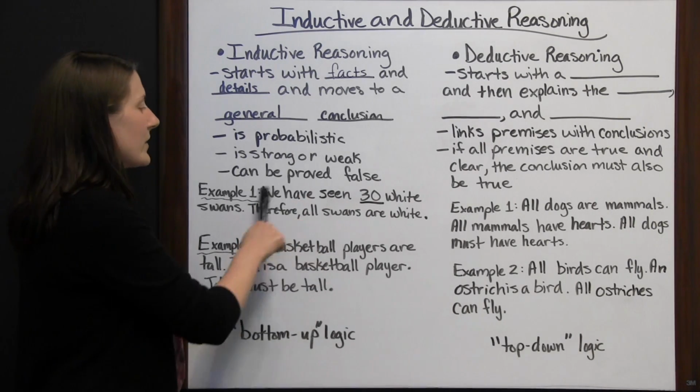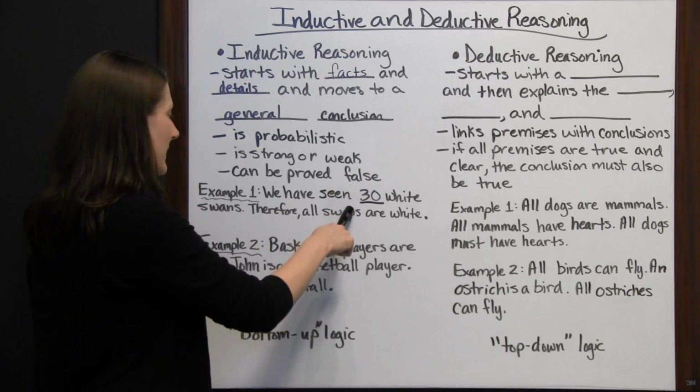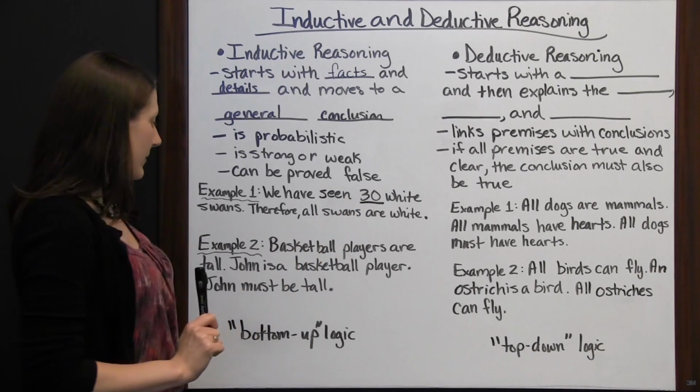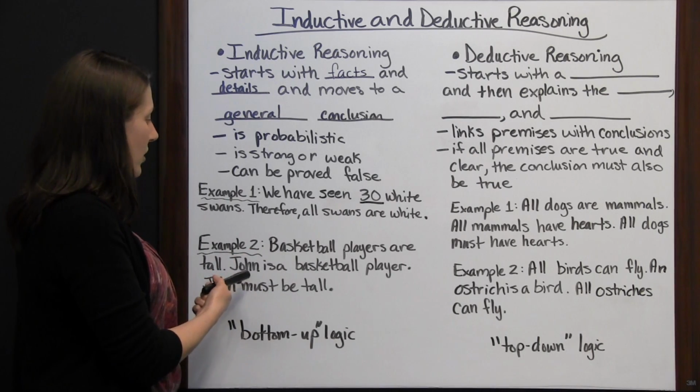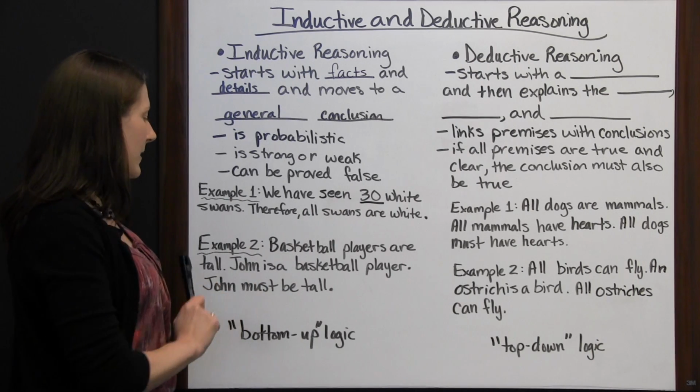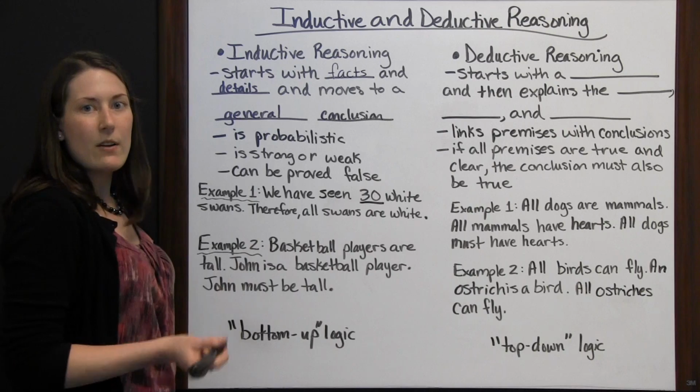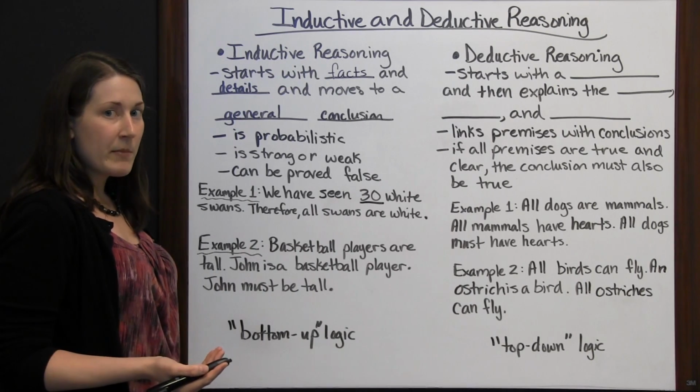But we did use inductive reasoning to get there, basing our conclusion on our examples. Let's look at the next one. Basketball players are tall. John is a basketball player. John must be tall. Well, we don't actually know John, so we're not sure about this one.